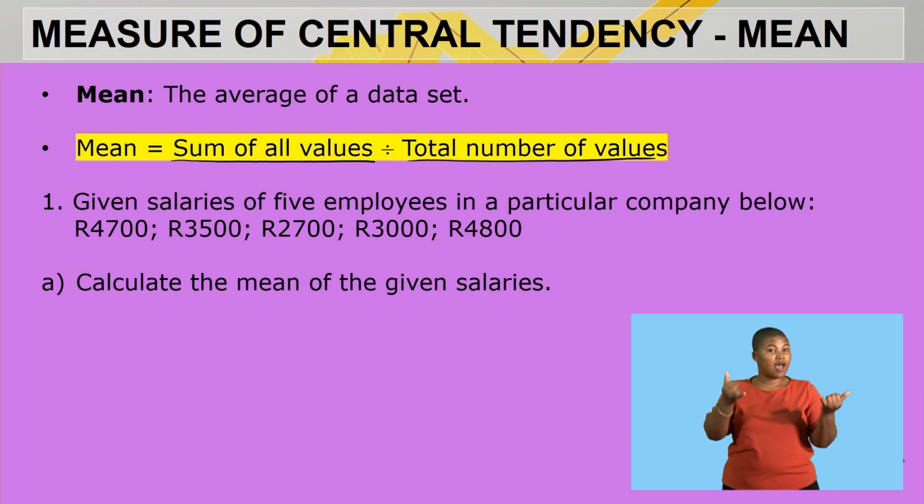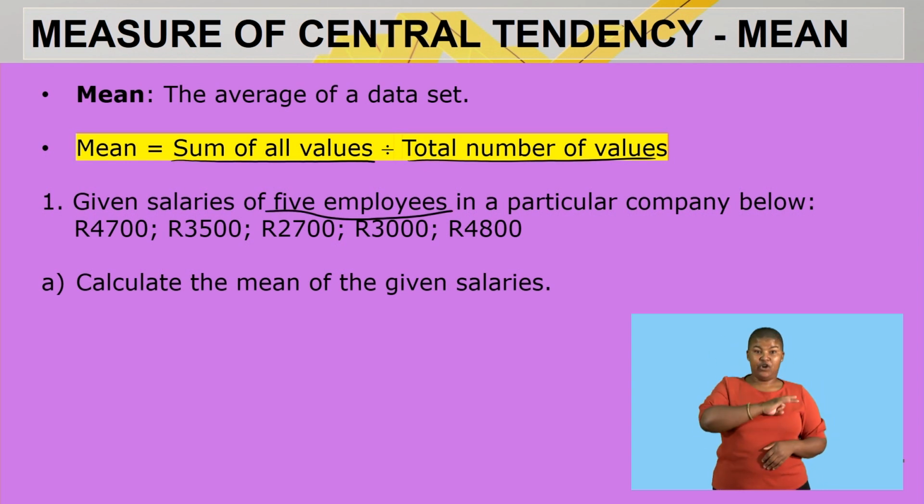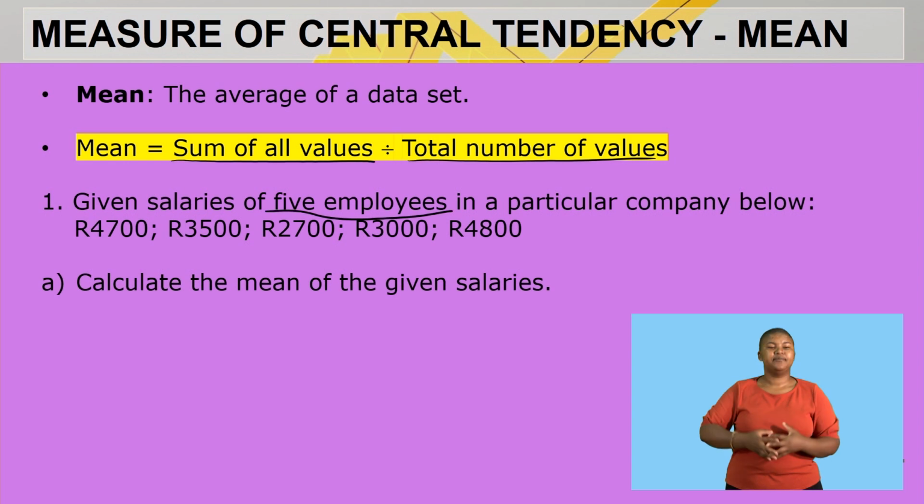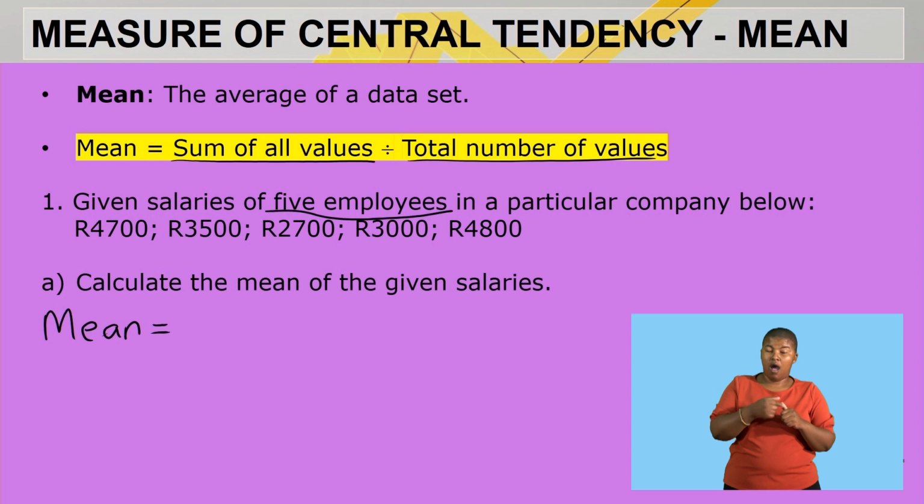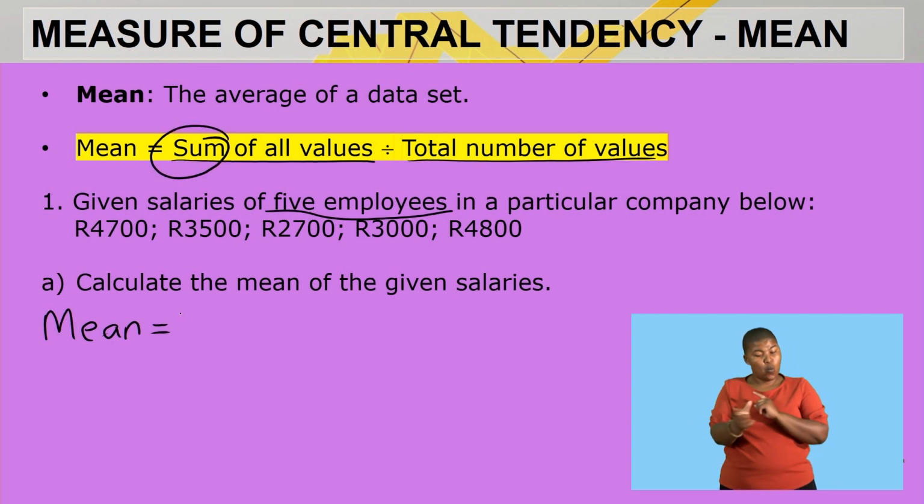Now, given the first example, we are given the salaries of 5 employees in a particular company below. So these are the salaries given to us. Number A, it says here, calculate the mean of the given salaries. When we calculate the mean, firstly, we need to know the formula or the procedure of how to calculate the mean. We have said it is the sum, and when we talk of the word sum, we are adding.